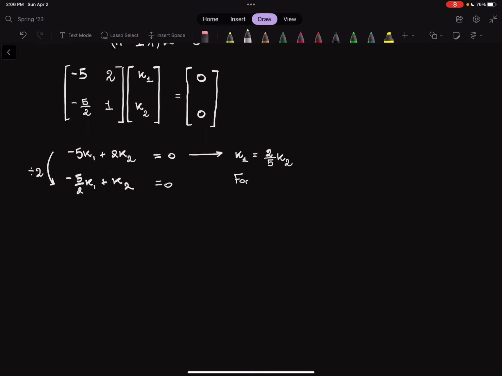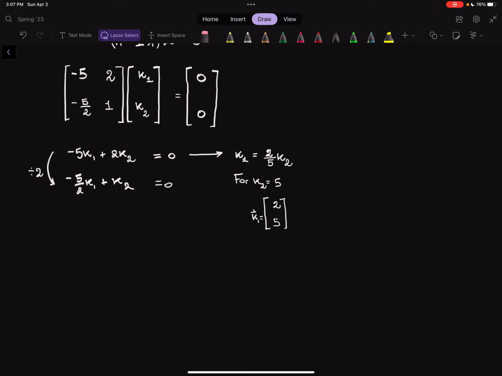which means for K2 equal to 1, K1 is 2/5. Or let's say K2 equal to 5, so we have all whole numbers. K1 is equal to 2. And this is going to be our K1 vector.